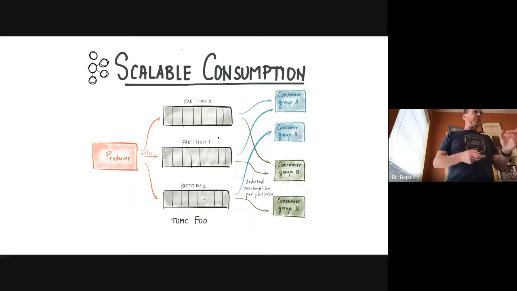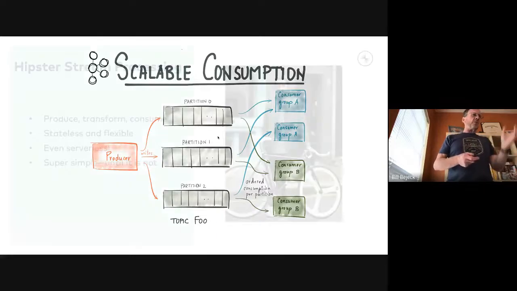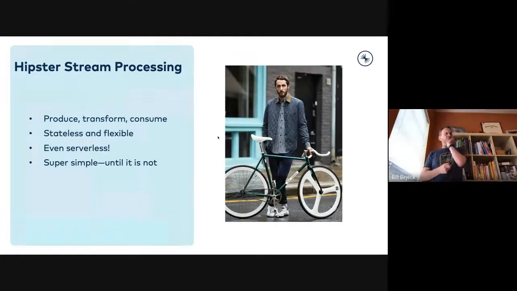So this simple consumption model is something that we've termed the hipster stream processing model. Basically, you have something that produces, you can transform it, and then you can consume it and send it off someplace else. It's stateless, very flexible, and very simple. It's simple till it hits a speed bump or a big hill.